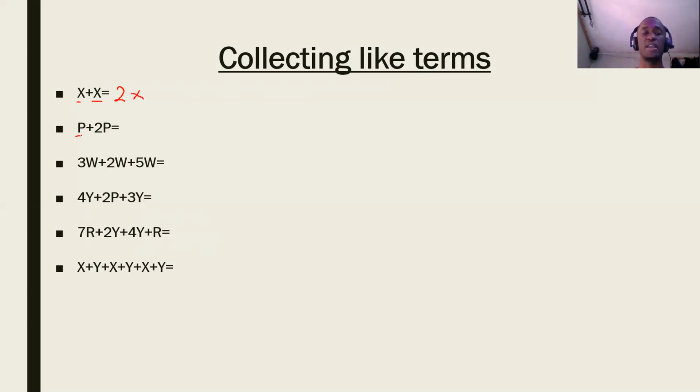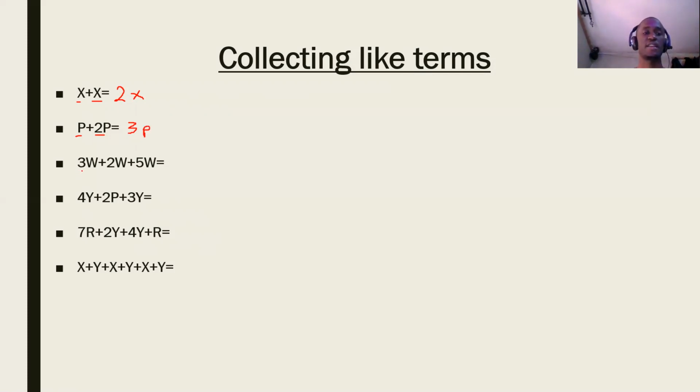What is p plus 2p? P plus 2p. P ni moja, ongeza p mbili. P moja, ongeza p mbili. Unapata p ngapi? 3. You are going to have 3 p's. So p plus 2p, the answer is 3p.